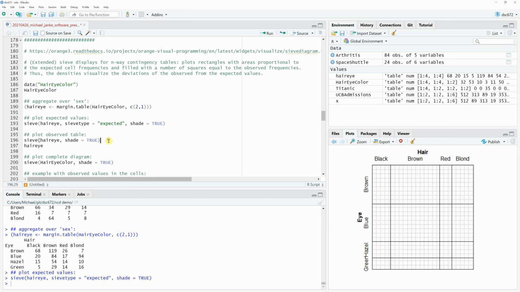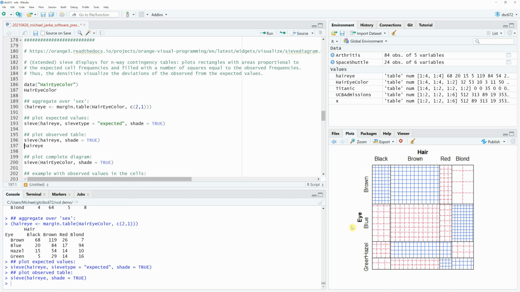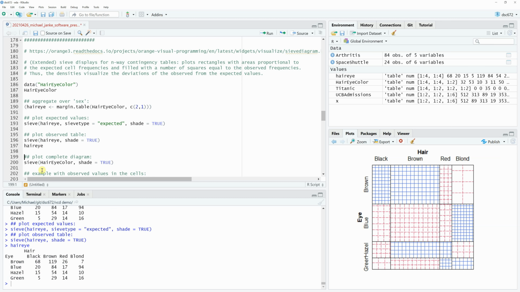What we can do is add some shading here. Looking down here, for example, hazel eyes and blonde hair, it's telling us that we're seeing a lower than expected number of values, and if we count the squares in here, we get roughly 10 or so. If we look at hazel and blonde in the output in hair eye, we can certainly see that it's 10 there, so that's what that's representing.